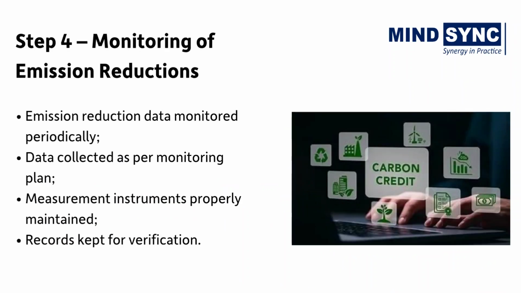Step 4: Monitoring of emission reductions. Emission reductions achieved by the project are monitored on a periodic basis. Data is collected as per the approved monitoring plan. Measurement instruments must be properly calibrated and maintained. Accurate records are essential, as this data forms the basis for third-party verification.